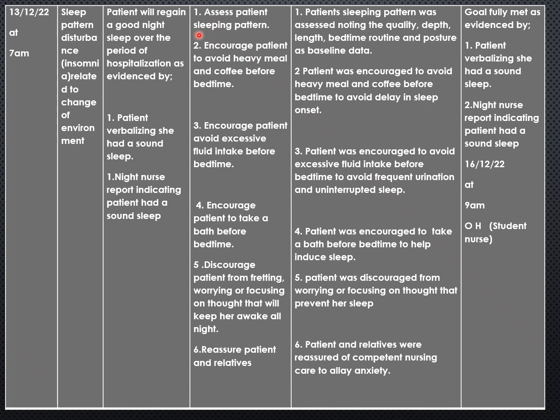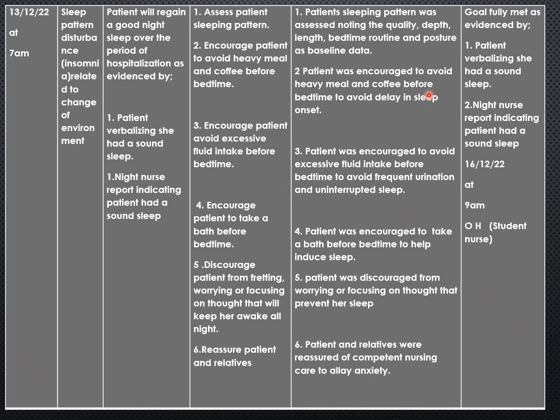We have 1. Assess patient sleeping pattern. 2. Encourage patient to avoid heavy meal and coffee before bedtime. 3. Encourage patient to avoid excessive fluid intake before bedtime. 4. Encourage patient to take a bath before bedtime. 5. Discourage patient from fretting, worrying, or overthinking throughout the night that will keep her awake all night. And then 6. Reassure patient and relative. Right, so your nursing orders are plain and directed forward as an order.